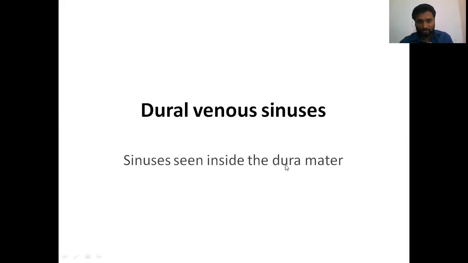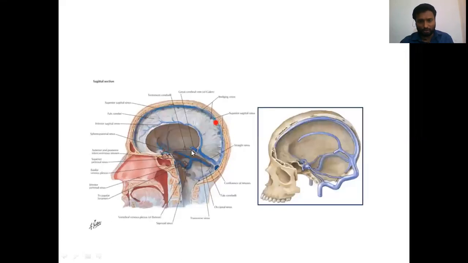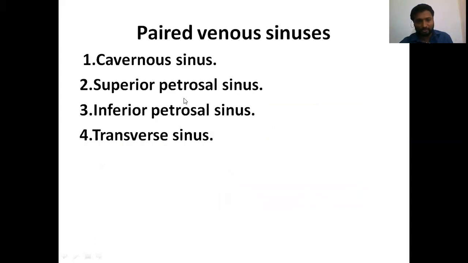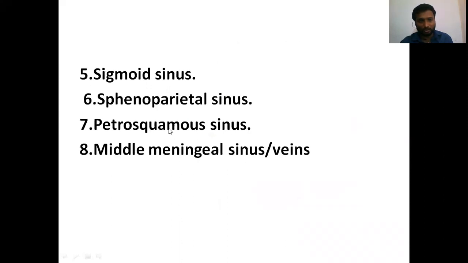So sinuses are seen inside the dura mater. See here, how many dural venous sinuses we can see. All these are dural venous sinuses, here shown without the dura mater. These sinuses can be divided into paired sinuses and unpaired sinuses. What are the paired sinuses? Cavernous sinus, superior petrosal sinus, inferior petrosal sinus, transverse sinus, sigmoid sinus, sphenoparietal sinus, petrosquamous sinus, then the middle meningeal sinus or vein. Middle meningeal is otherwise known as middle meningeal vein or middle meningeal sinus.